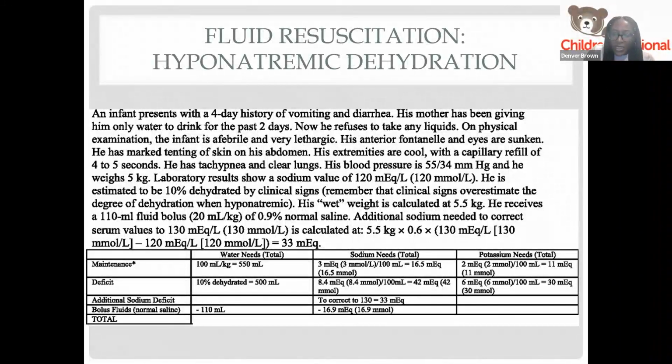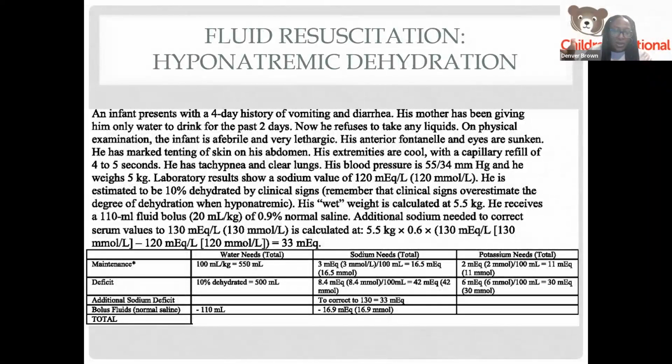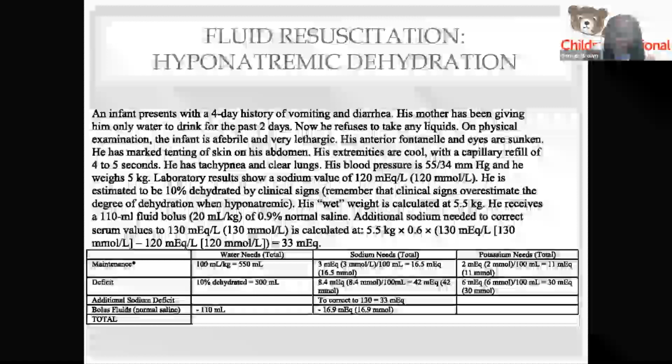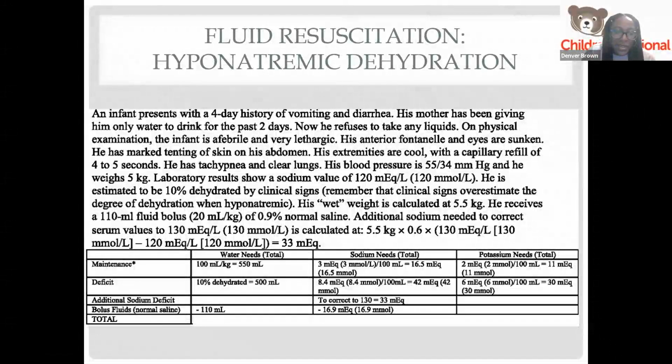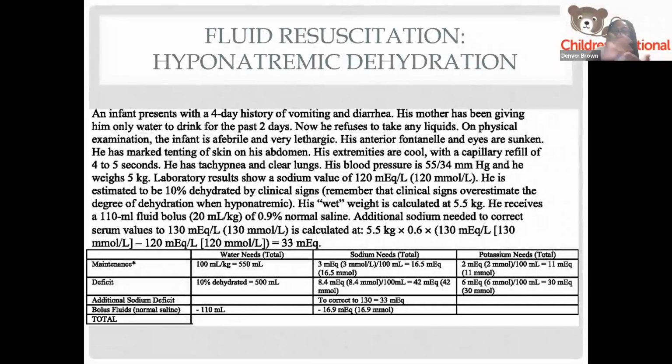So we know that he got 110 mLs of normal saline. In normal saline, there are 154 milliequivalents of sodium in a 1 liter bag. So in that 110 ml of normal saline, he received 16.9 milliequivalents of sodium. So we're going to subtract that out from his needs because he's already gotten some sodium.